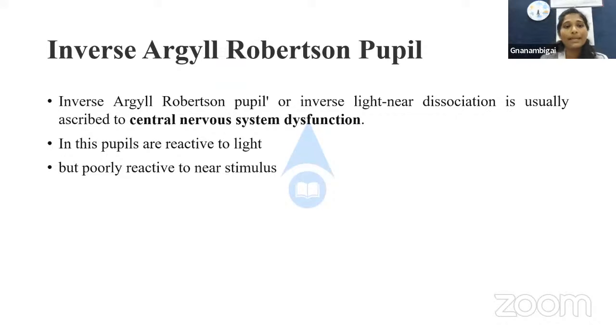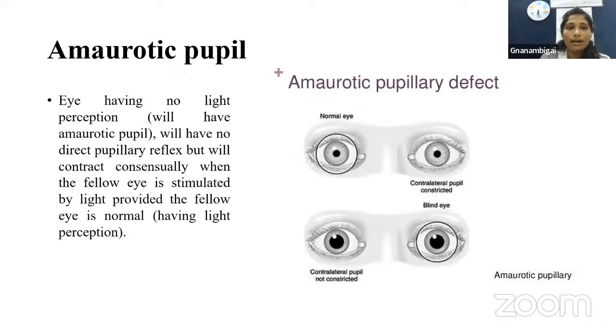It is usually ascribed to central nervous system dysfunction. In this, the pupils are reactive to light but poorly reactive to near stimulus. Amaurotic pupil: an eye having no light perception will have no direct pupillary reflex, but will contract consensually when the fellow eye is stimulated by light, provided the fellow eye is normal.